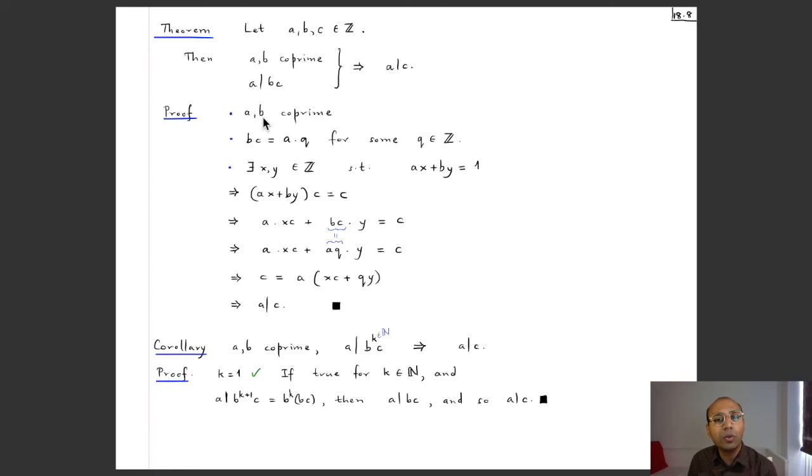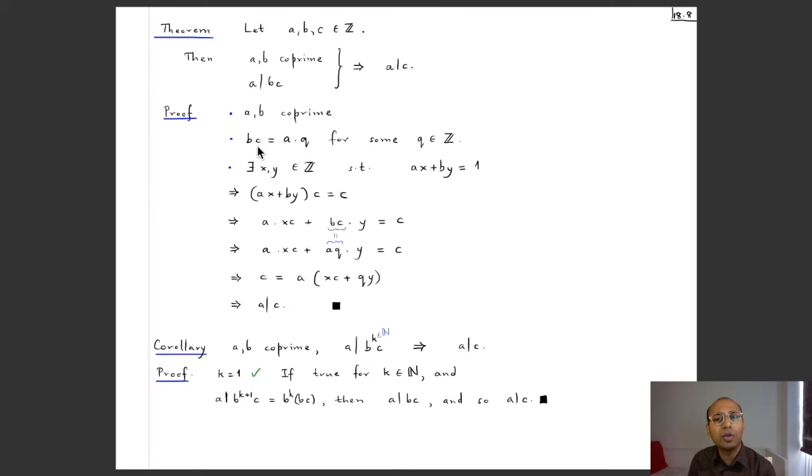Let A and B be coprime, and then we know that there exist integers x and y such that A times x plus B times y is the GCD of A and B, which we know is equal to 1. So we know that this is true. Also we know that A divides BC, so BC can be written as A times some integer q.